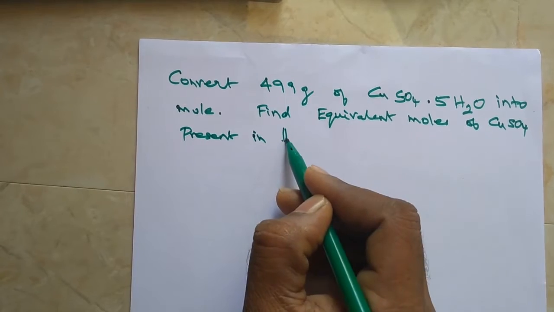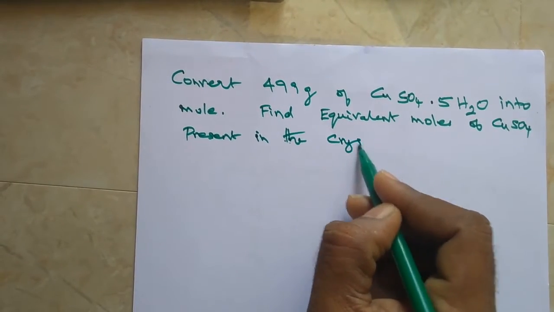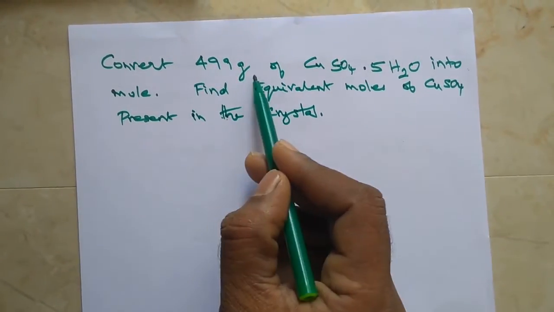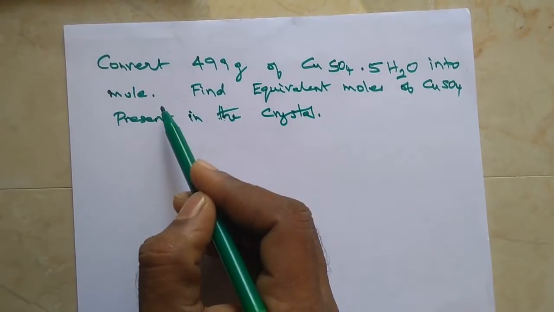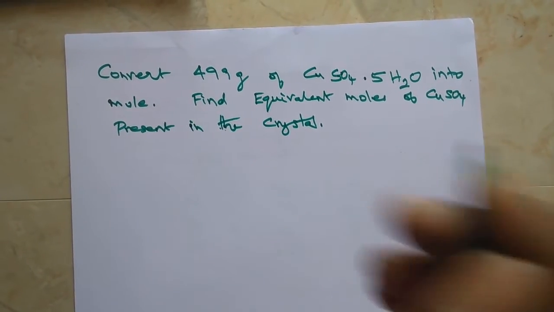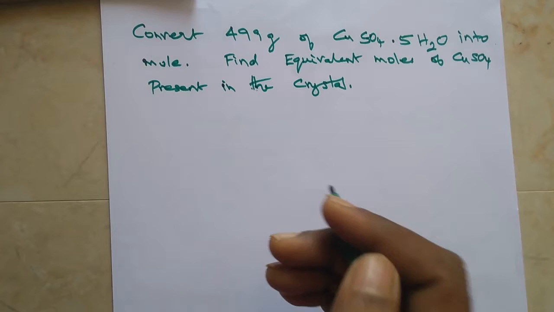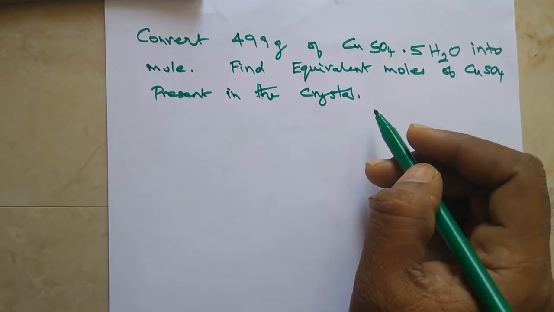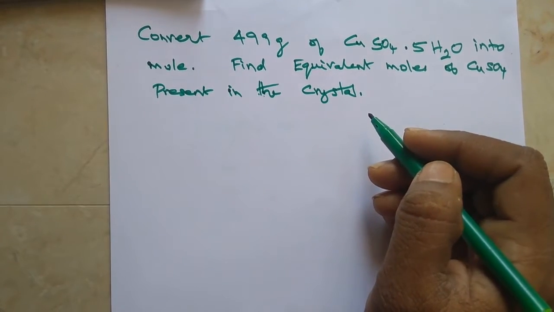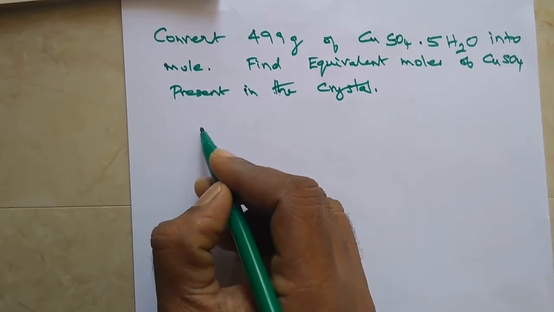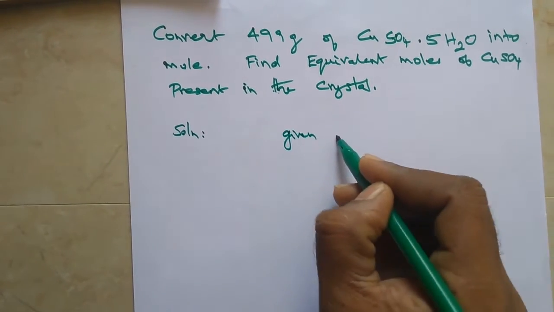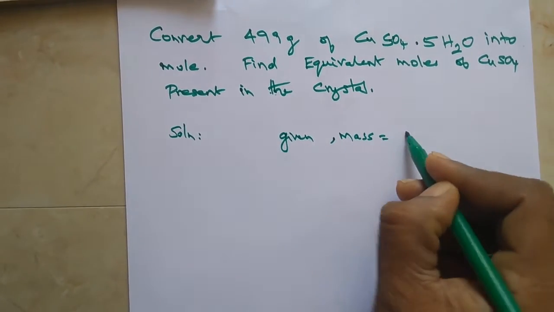So it is given 499 grams of copper sulfate, hydrated copper sulfate. How many equivalent moles of copper sulfate will be there? Before that, we have to convert this 499 grams into moles. Okay. So how to solve this problem? So first let us write the given data. Solution. It is given that mass equal to 499 grams.